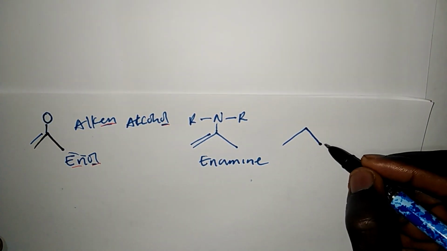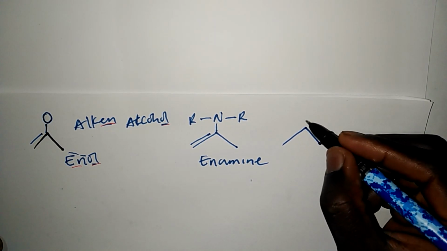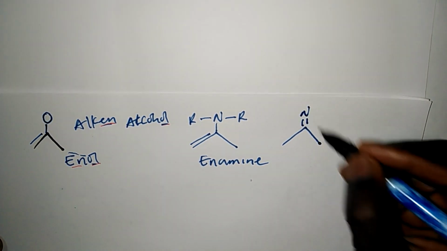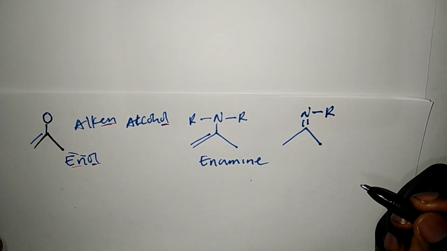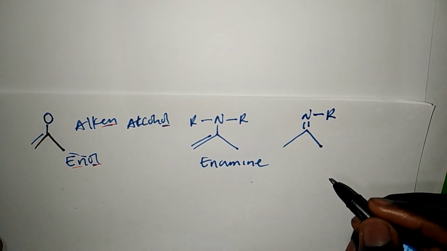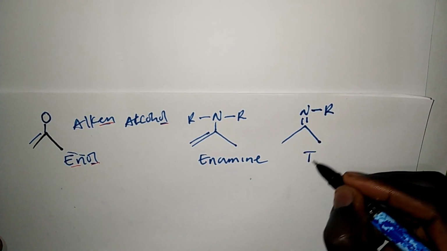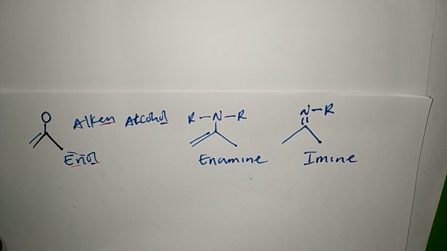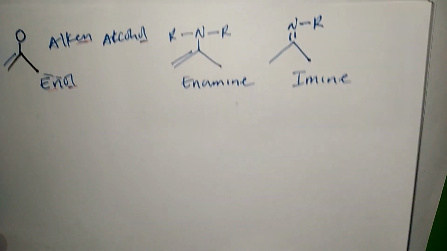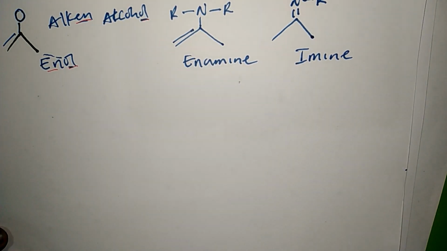So what if we have a functional group like this, and then we have a double bond to a nitrogen, and then the nitrogen is connected to an R, just a single R group? This particular functional group is known as an imine, right?